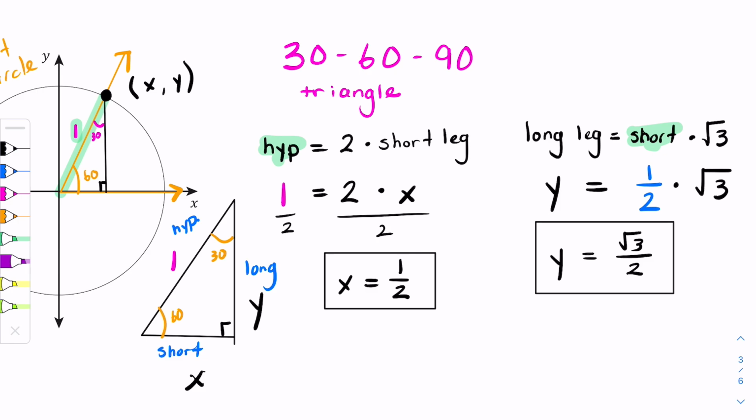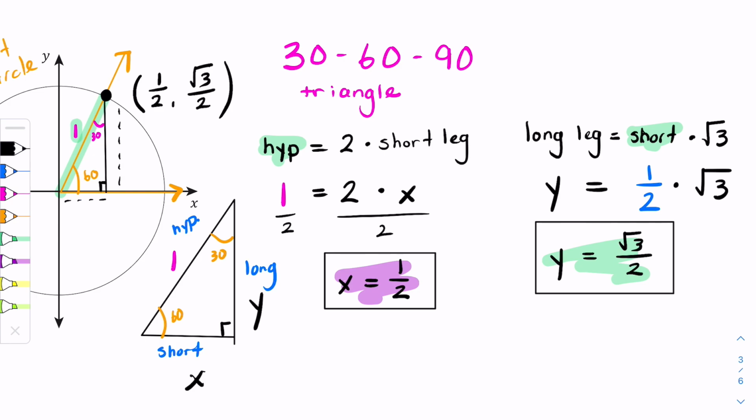Also, once we know that x is 1/2, and once we know that y is square root of 3 over 2, I can rewrite this ordered pair, and I can write that as the point (1/2, square root of 3 over 2). All right, my x value is how far we went over on the x-axis. My y value is how far we went up on the y-axis, and those two values correspond to your x and y, or your short and long legs.